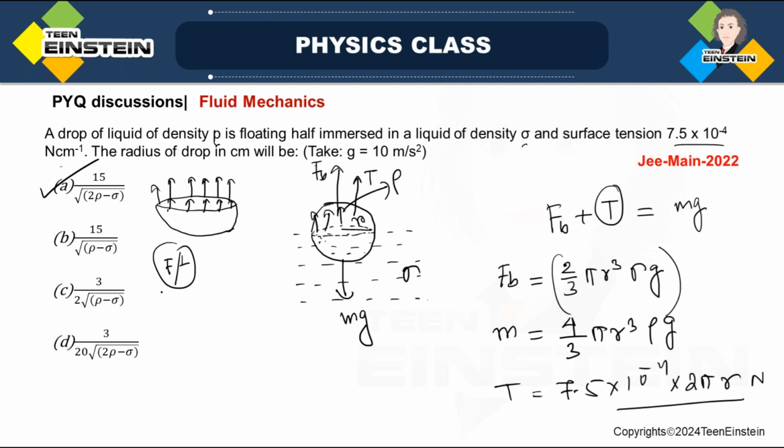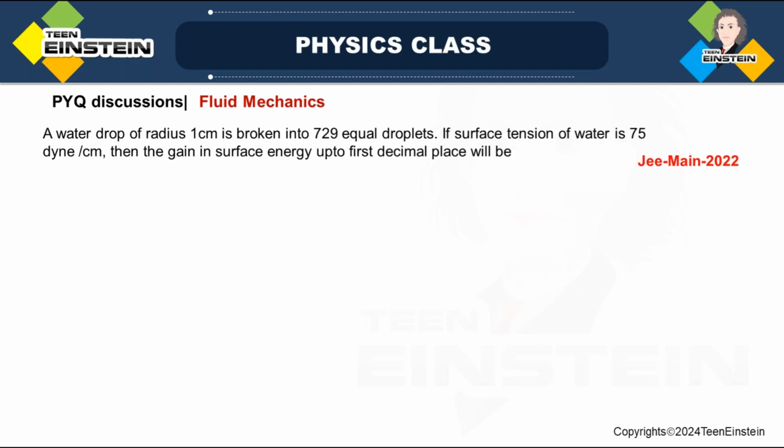Okay, let us go to the next problem. So this problem is also from JEE Mains 2022. The question says a water drop of radius 1 centimeter is broken into 729 equal drops. If the surface tension of the water is given like this, 75 dyne per centimeter, then the gain in the surface energy up to first decimal will be.